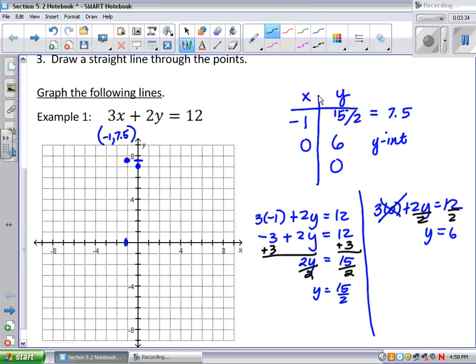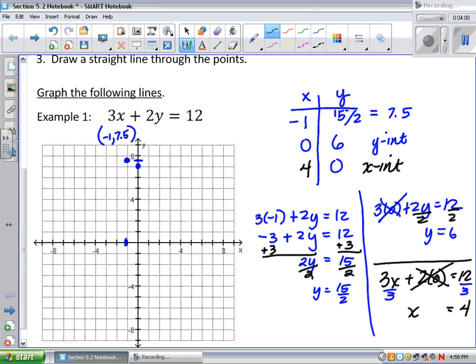And our last point that we said we were going to find was when y equals 0. So 3x plus 2 times 0 equals 12. 2 times 0 is 0, so we can ignore that part. 3x equals 12. Divide both sides by 3 to solve for x, and we get x equals 4. So 4, 0 would be our x-intercept. Go to 4 on the x-axis and 0 in the y direction, and here's our point.